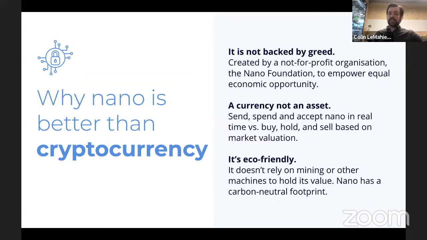Nano is a currency. It's not a speculative asset. It is meant to be spent, sent, used any place that you would use a currency in real life, and that's the intent of how it's to be used. And Nano's eco-friendly. One of the big issues with some cryptocurrencies is how their network operates, and it requires a lot of energy expenditure for their network to operate. And that is problematic, especially in a world that's increasingly aware of our environmental impact. One of our goals is to make sure that impact is as low as possible.